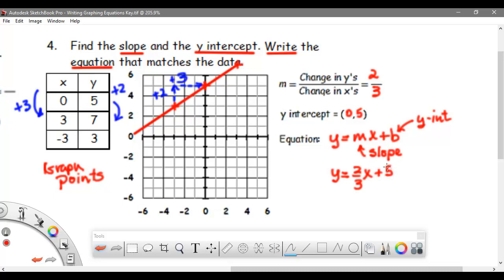So that's it. You can see the y-intercept matches. See 5 on the table, 5 on the graph, and 5 in the equation. And you can see I can actually pick up another lattice point right there. So you know that this has to be right.